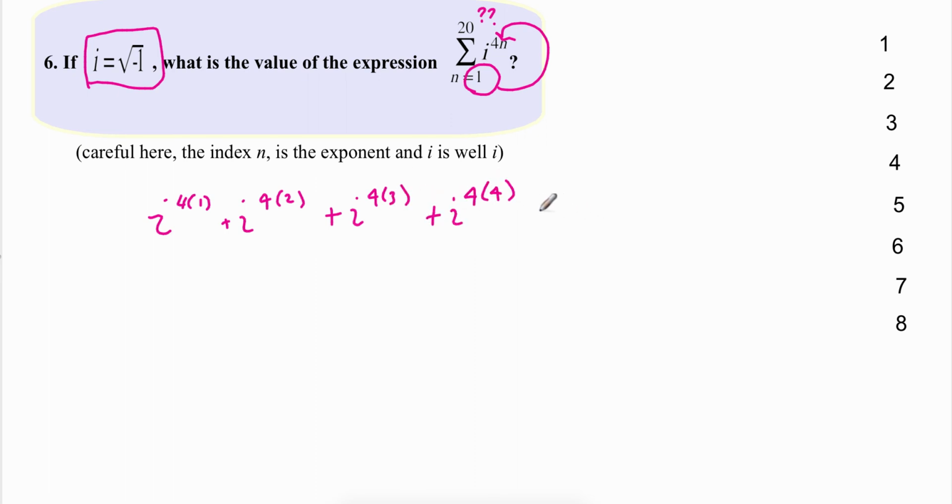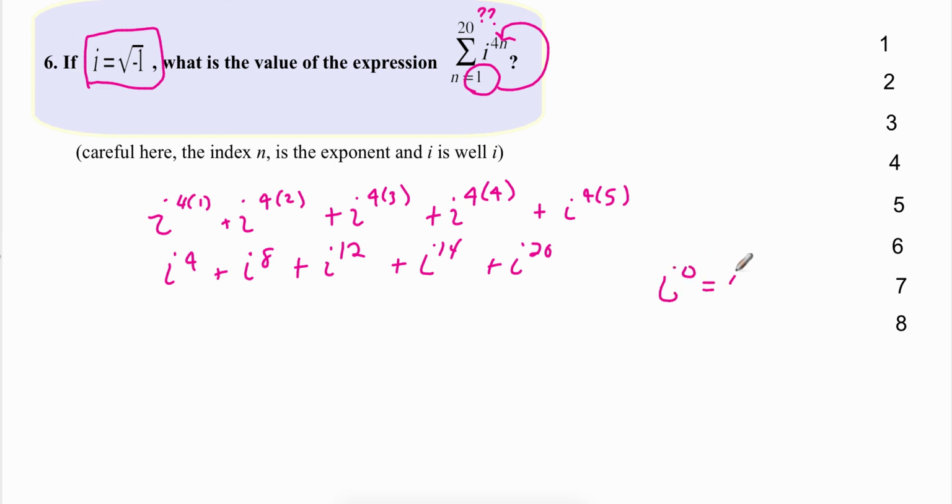Does anybody see the pattern? Plus i to the 4 times 5. Well, these are all multiples of 4. i to the 4th plus i to the 8th plus i to the 12th plus i to the 16th plus i to the 20th. Well, if you remember your clock, anything to the 0 power is 1. Anything to the first power is itself. i squared is -1, and i cubed is -i.